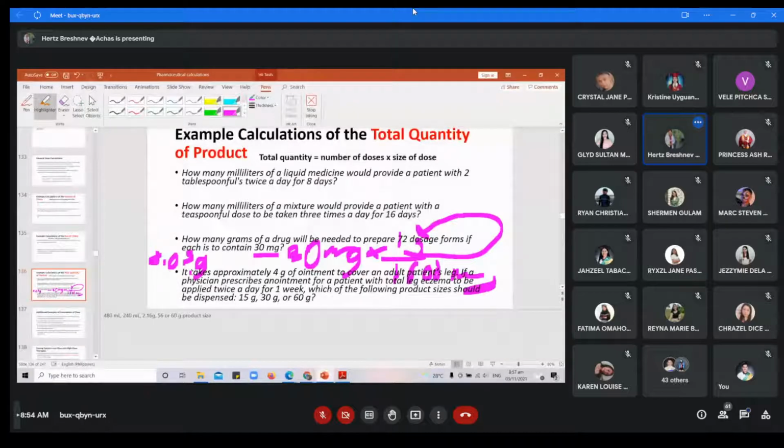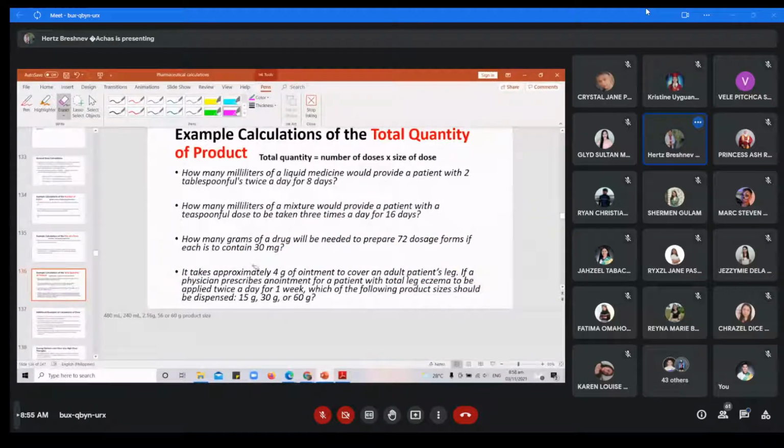So in other words, in terms of grams, each of the 72 dosage forms has 0.03 grams. Then the question is, how many grams will be needed to prepare 72 dosage forms? So, you just simply multiply 0.03 grams by 72. So, 72 times 0.03, the answer would be 2.16 grams. So, very good.